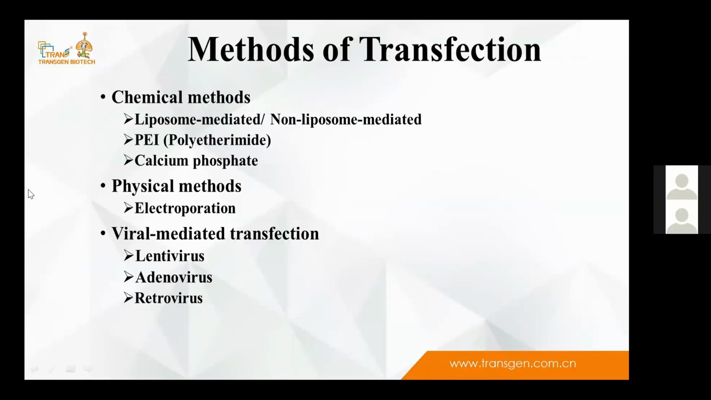So there are several methods for transfection. The first one is the chemical method. Liposome-mediated or non-liposome-mediated methods, and PEI or calcium phosphate, are also called chemical methods. And the other one is the physical method. We can use machines to create a very high voltage to do electroporation. In this case, it's a physical method to put the DNA or RNA into the cells. And the last one: some cells are very difficult to transfect. So in this case, we have our own biological way. We call it viral-mediated transfection. We can use lentivirus, adenovirus, or retrovirus to do viral-mediated transfection.